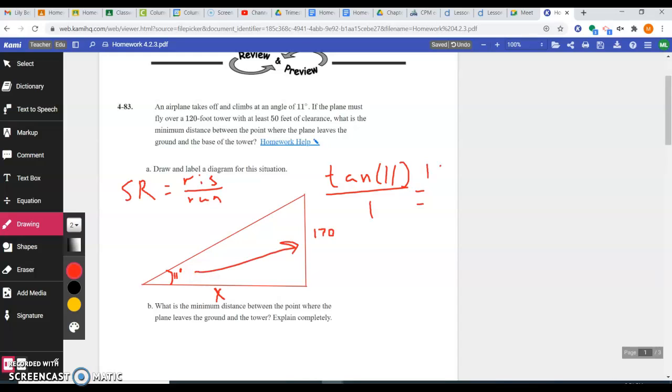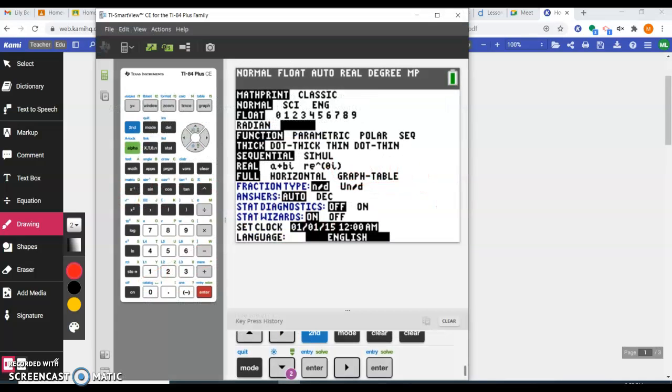So in this case, that's 170. And your run is always between your angle and your 90. And so we have x in that case. Well, 1 times 170, that's 170. Tangent of 11 times x, well, that's tangent of 11 times x. Now, to get rid of the tangent of 11, I need to divide both sides by it. So x equals 170 divided by the tangent of 11, and I can do that on my calculator.